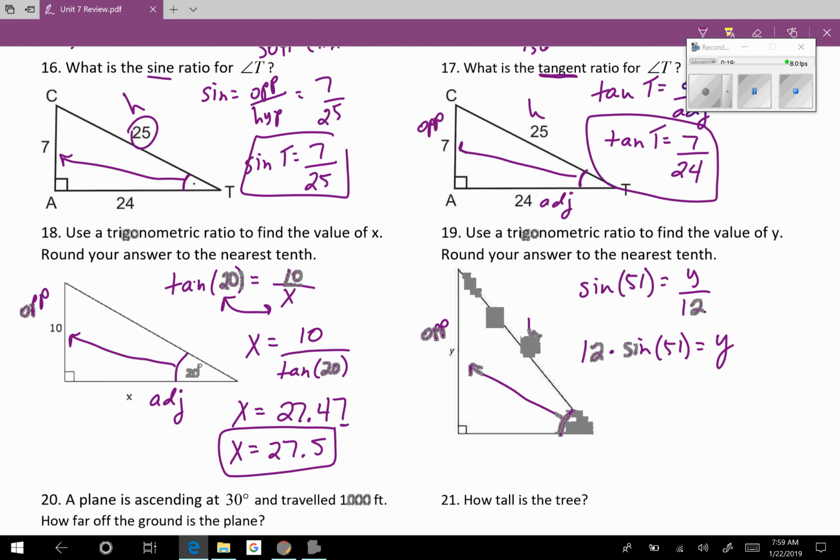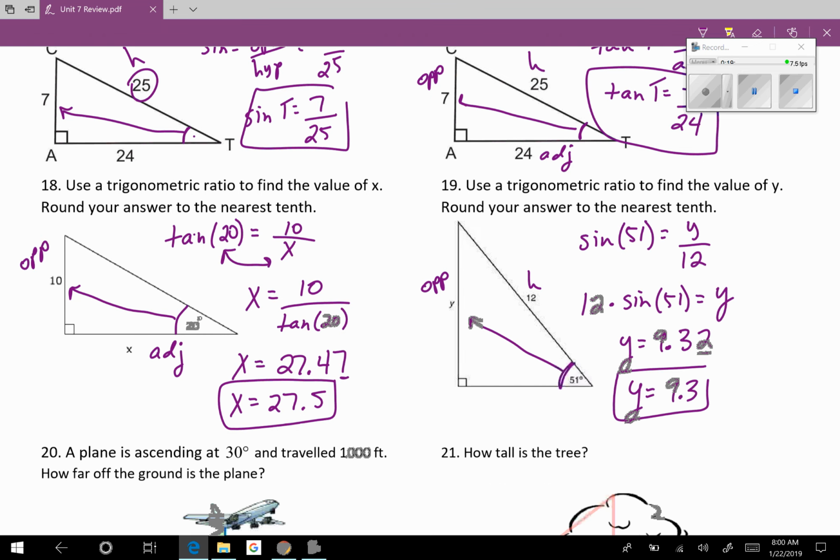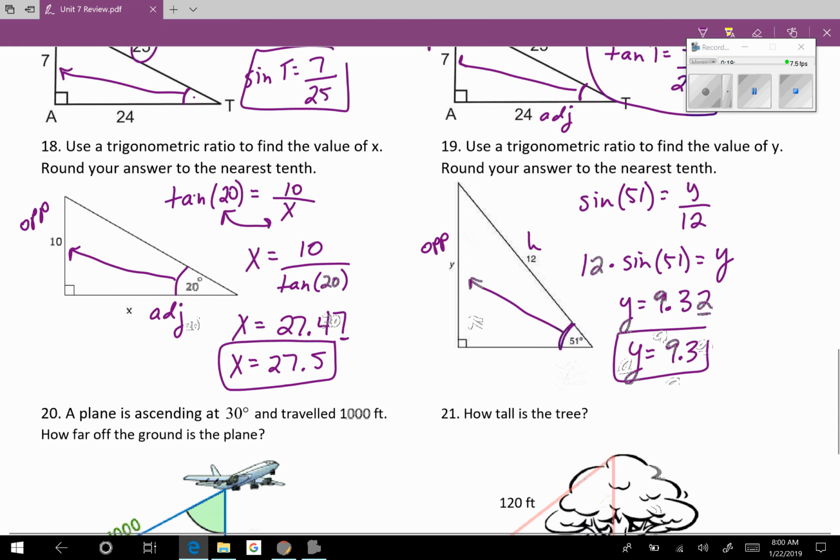So 12 times, and then go to your trig menu, get sine, and put 51 in there, and we get that y is 9.32. All right, now look at the 2. It's below 5, so it's just going to make that 3 stay the same. So y is 9.3. And yes, you have to be able to round on your test. If you don't round correctly, you're going to get that problem wrong.